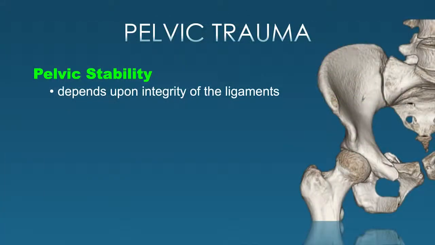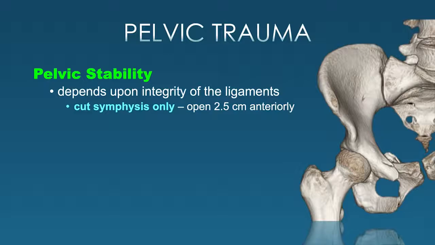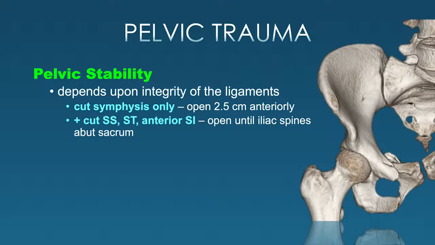So pelvic stability is really going to depend upon integrity of the ligaments that we've just reviewed. If you cut open the pubic symphysis only, you can spread open about 2.5 centimeters anteriorly, and that's going to be the extent of widening here, and that's still a stable situation. But if, in addition, we start to cut through the pelvic floor ligaments, our sacrospinous and sacrotuberous ligaments, as well as the anterior SI joints, we are going to open one hemipelvis until the iliac spines abut the sacrum posteriorly at the back here.